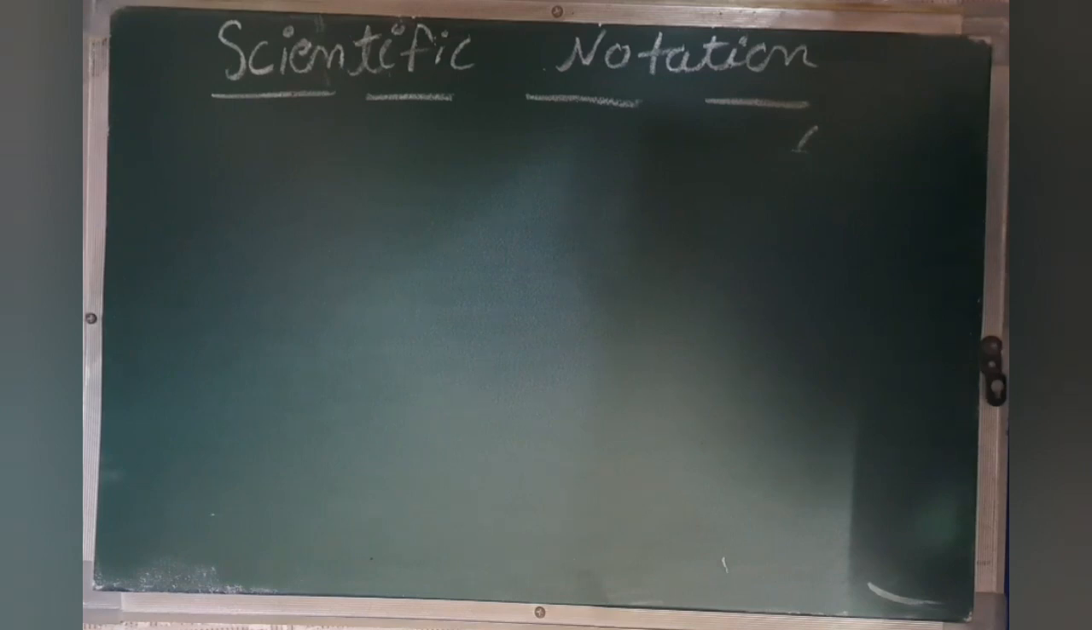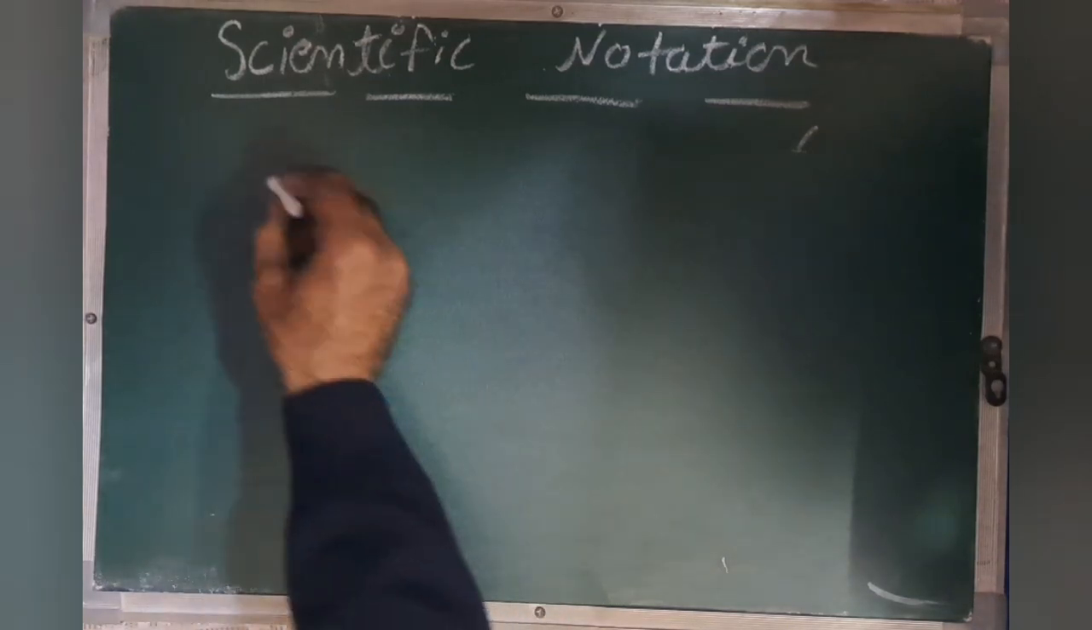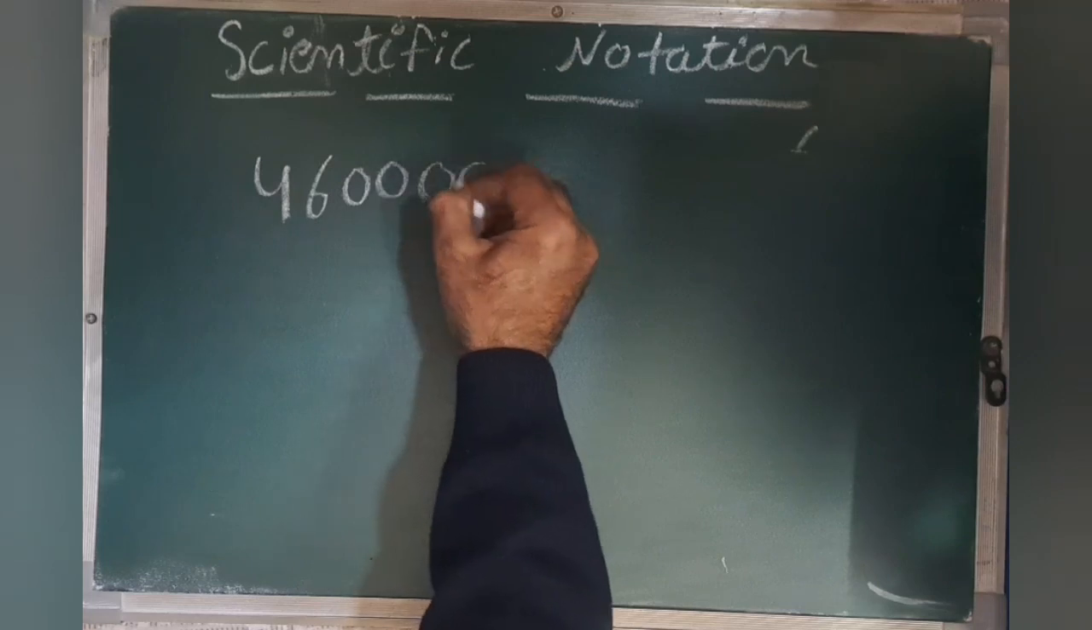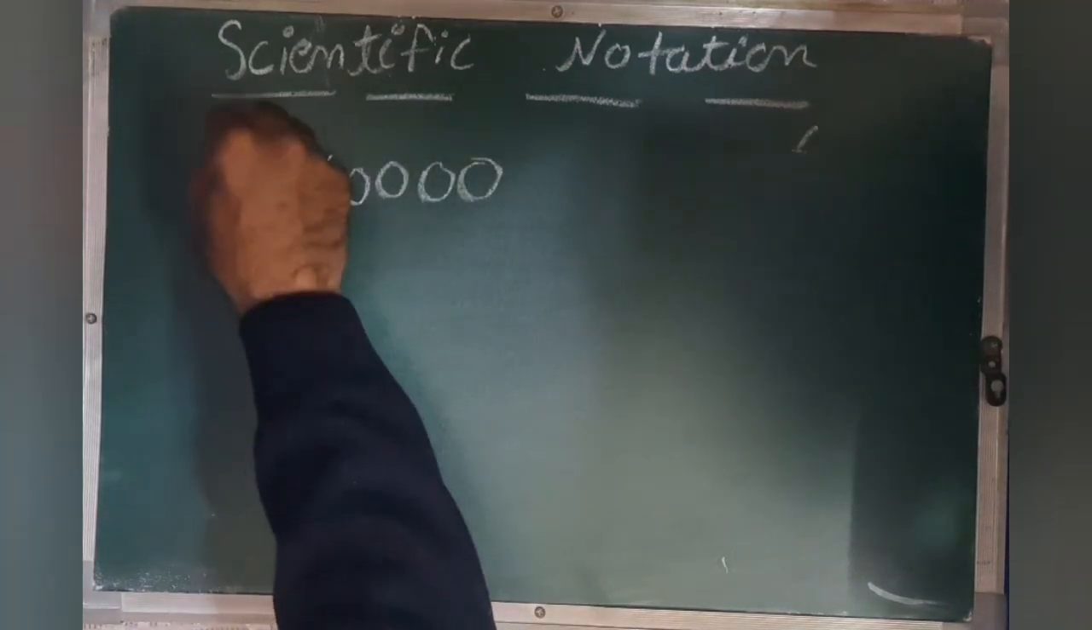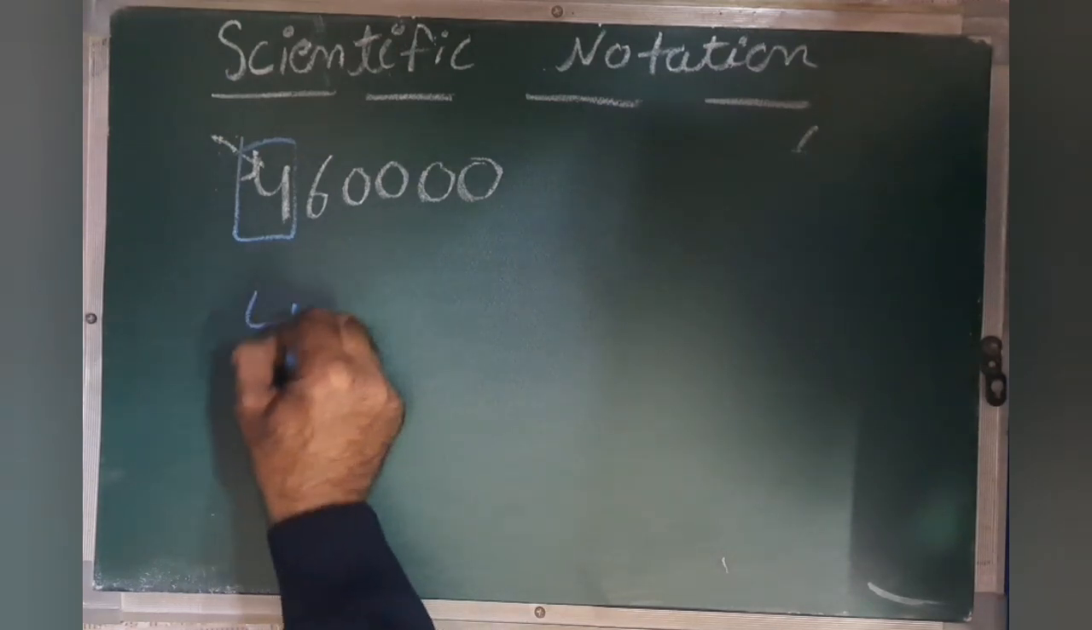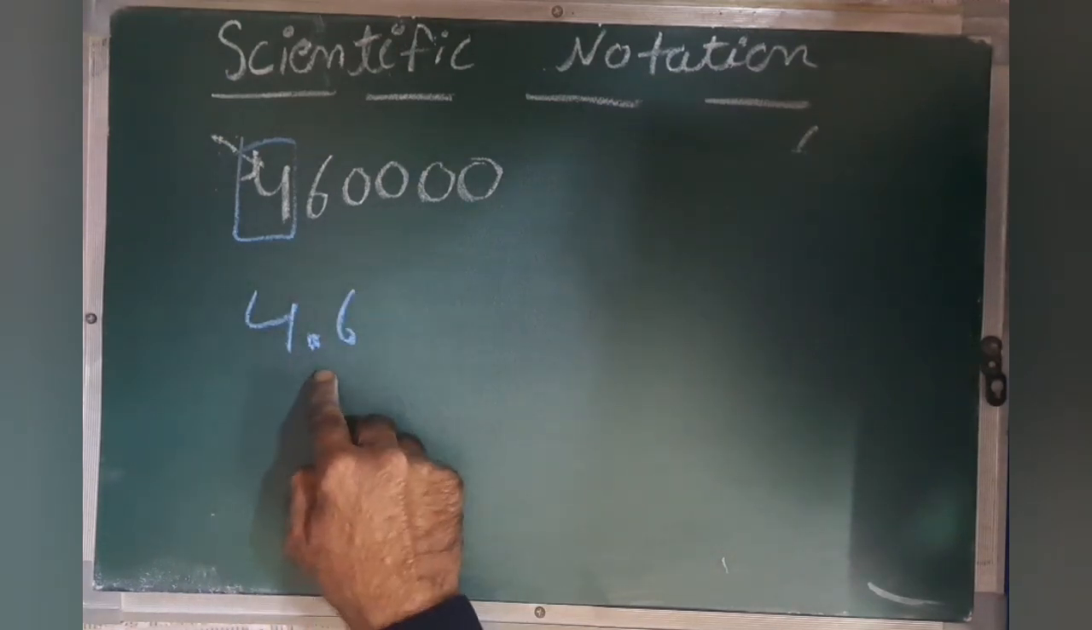Now the main point is how we can write any number in standard form. What is the method or the way to write this? Let's suppose one example, like 46000. This first digit is called the leading digit. We have to put the decimal after the leading digit. Like this, here we have to put the decimal.